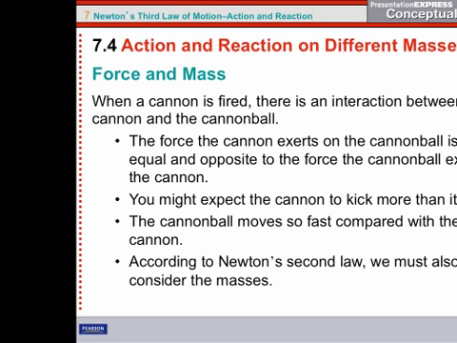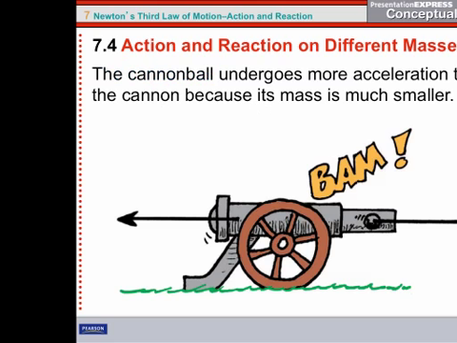And so that's why you have large cannons that are very heavy and massive objects, so that they don't move so far. They're still going to recoil, and if you watch videos of cannons being shot, you'll see recoil, but the cannonball is going to move so much faster than the cannon because of the mass. The cannon is much bigger, the ball is much smaller, so the ball moves a whole lot faster than the cannon.